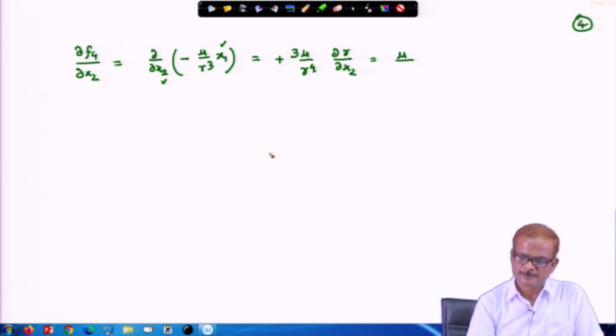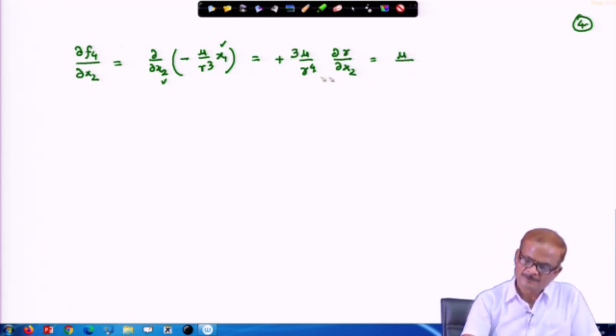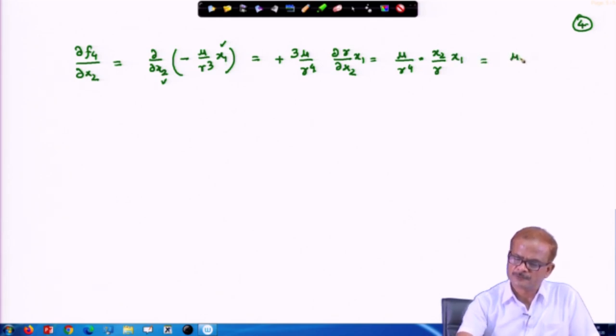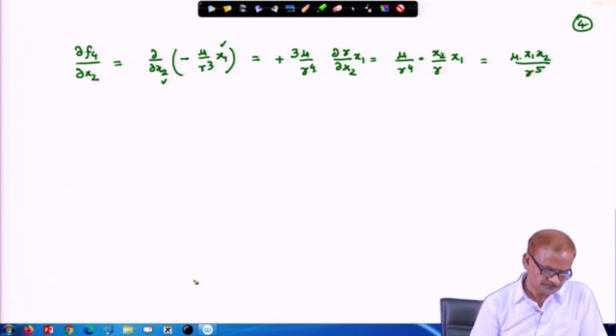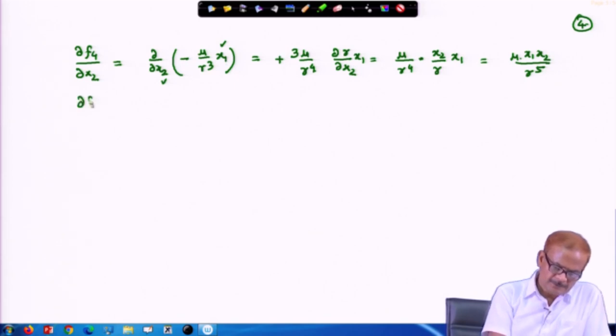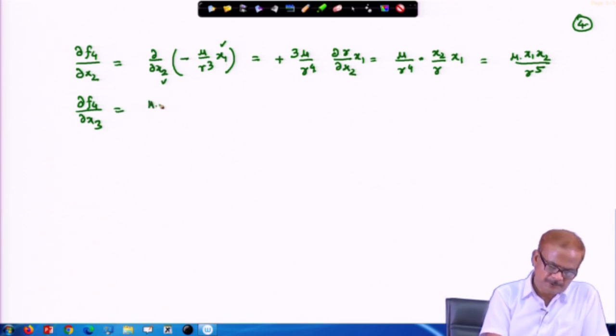and 3 will appear here. So, this is mu by r to the power 4 and times x1 we have to write here, ∂r/∂x2, this quantity will be x2 by r times x1. So, this is mu times x1 x2 divided by r to the power 5.